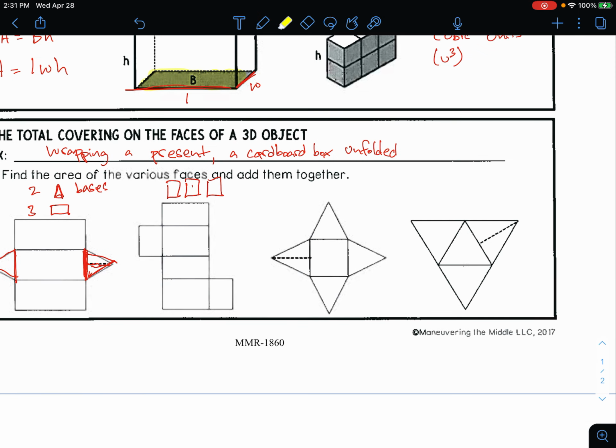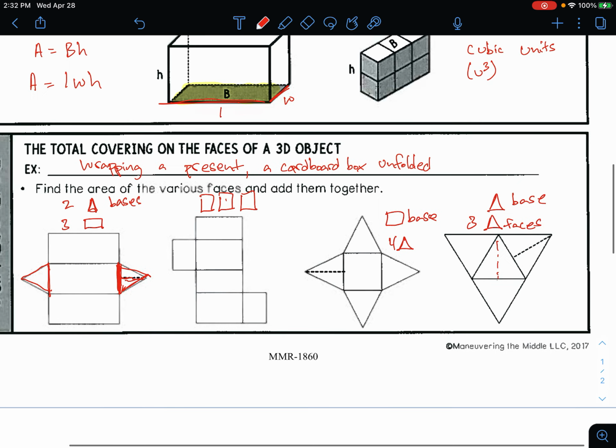This next one is a pyramid, a rectangular pyramid or a square pyramid. So you have a square in the middle, and then you have four triangles. And then this last one is a triangular pyramid. So really you need the height of this as well. You have one triangular base, and then you have three triangle faces.